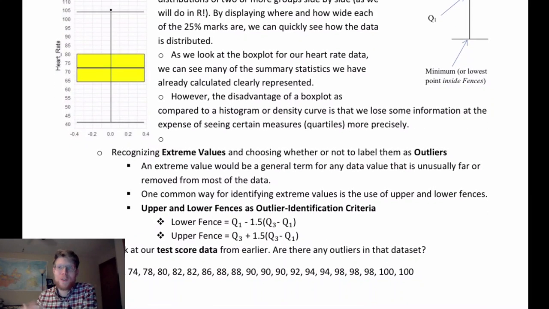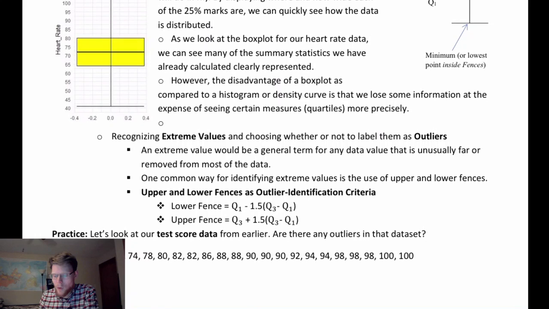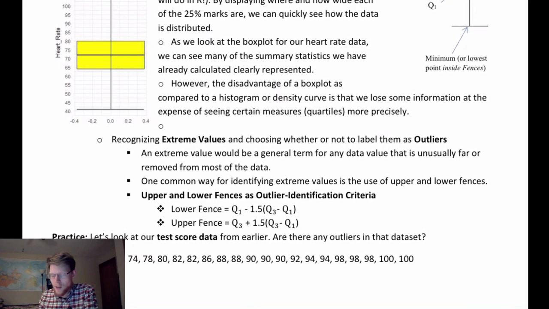And so the answer is kind of both. There is some subjective decision making when it comes to identifying data points as outliers that we should exclude from analysis. But there is an objective measure that you could use to help you decide on some candidates that you should consider removing. And that would be the upper and lower fences. So these calculations are shown here, and we can use them to find extreme values from the heart rate data or from this test score data as well.